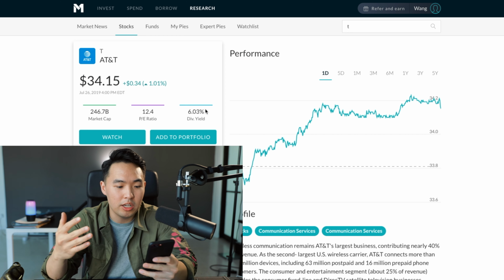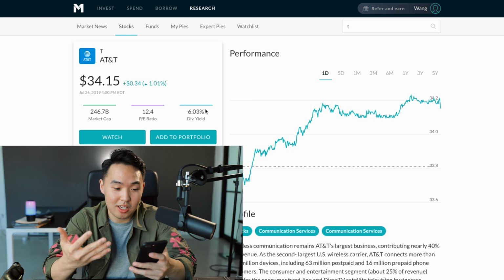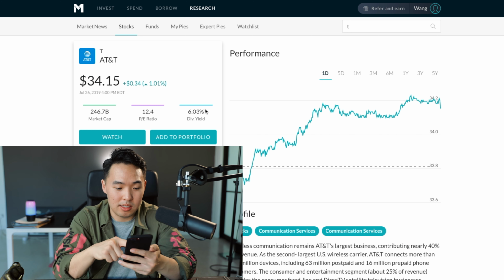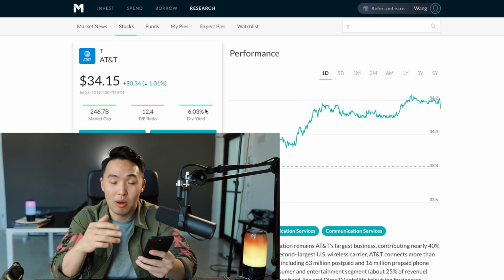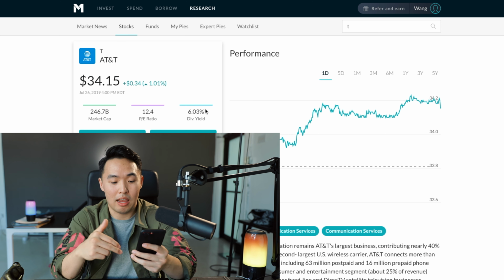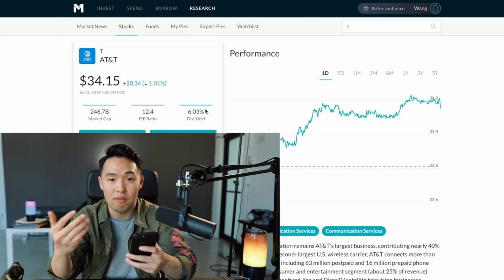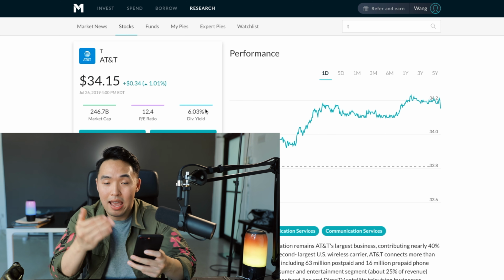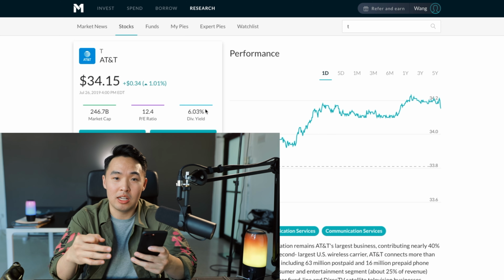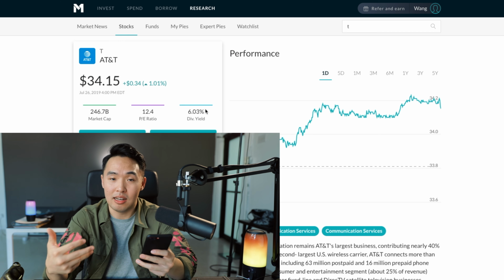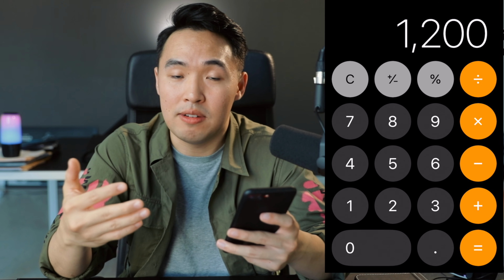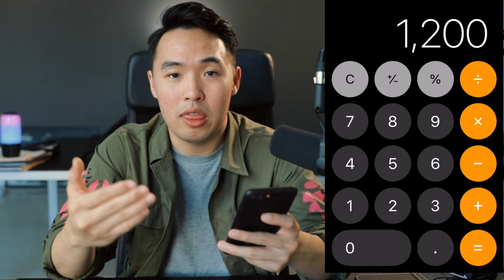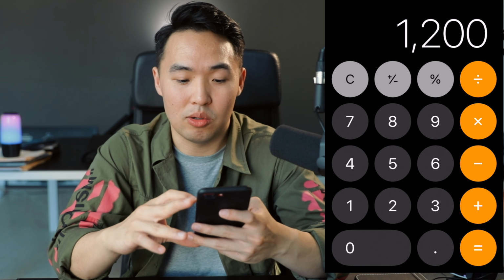It's very simple. All you're going to need to know is what stock you want to do it on and the stock price. So for AT&T, it is $34.15. The second thing you're going to need is how much dividends they pay out every year. AT&T pays $2.04 in dividends every single year. And the third piece of information you're going to need is how much money you want to generate in dividend income. So let's say you want around $100 in dividends every single month. That's going to equal $1,200 worth of dividends every single year.